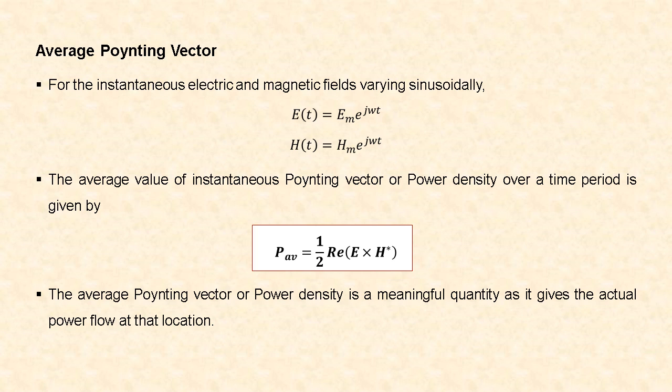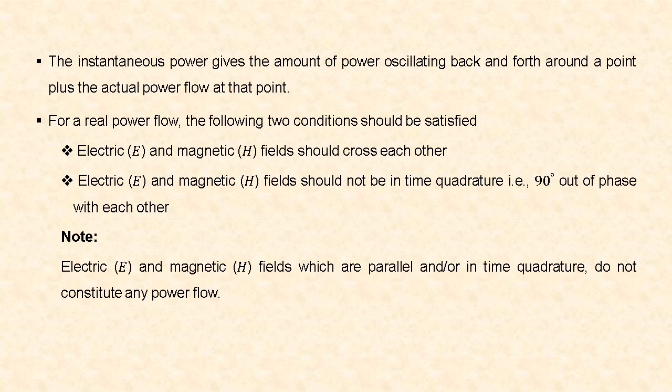The average Poynting vector or power density is a meaningful quantity because it gives the actual power flow at that location. The instantaneous power gives the amount of power oscillating back and forth around a point plus the actual power flow at the point.